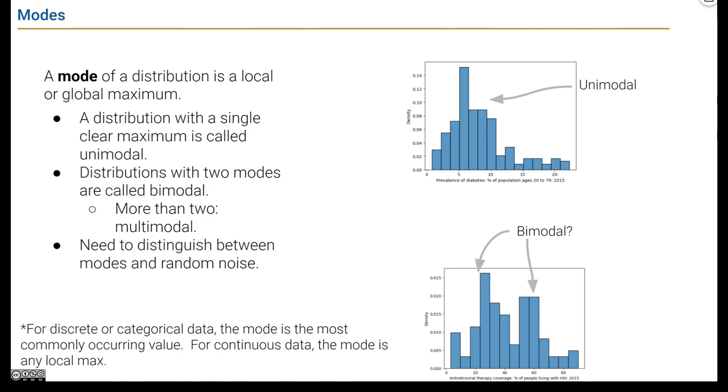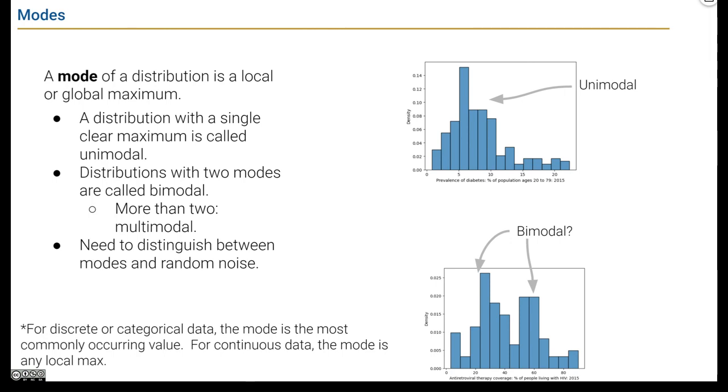Modes are going to give us a sense of basically the maximums, both global and local, in a given distribution. So both of these plots here, because we have histograms, are plotting quantitative data, in which case a mode is either a local or a global max. If you have just one global max here, it's going to be called a unimodal distribution. If you have two, it's called bimodal, and more than two, we typically call it multimodal.